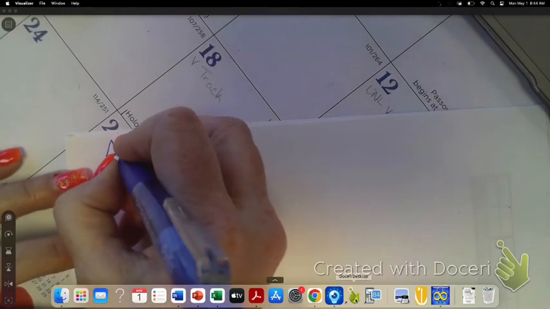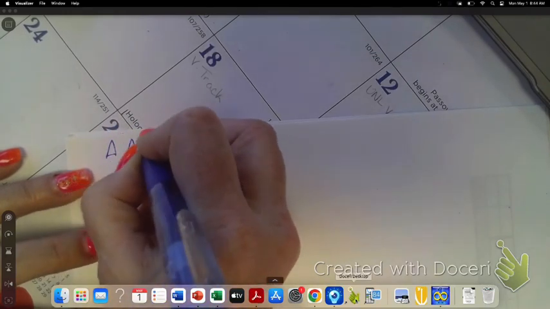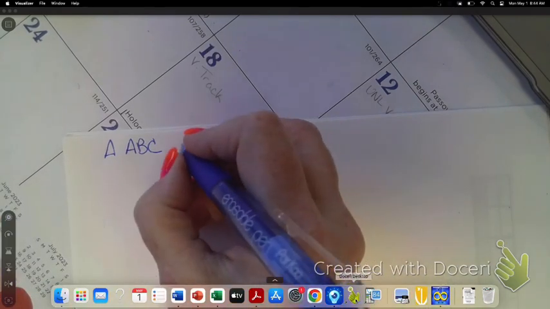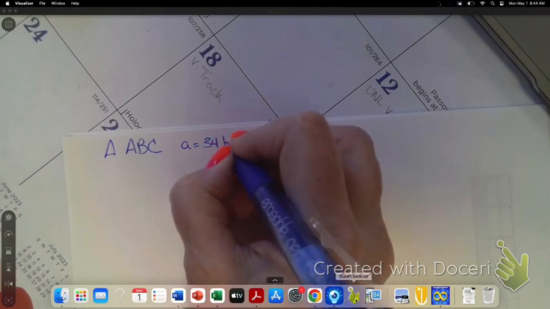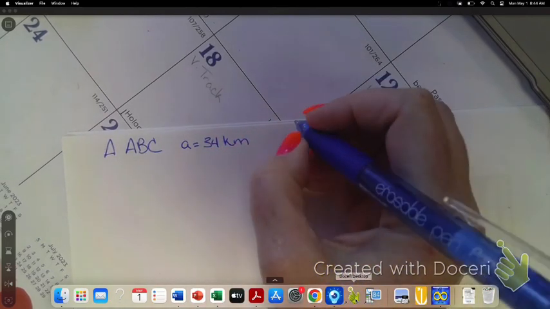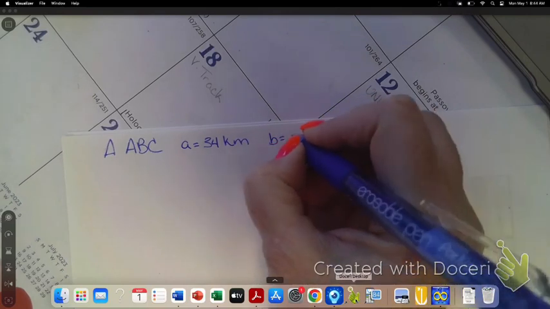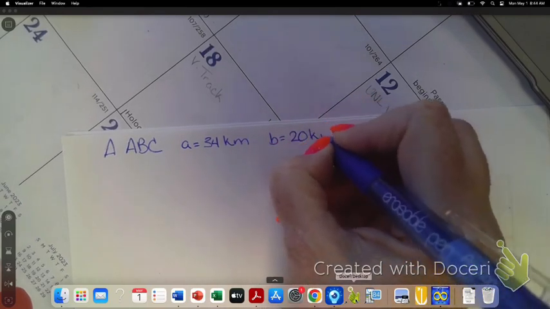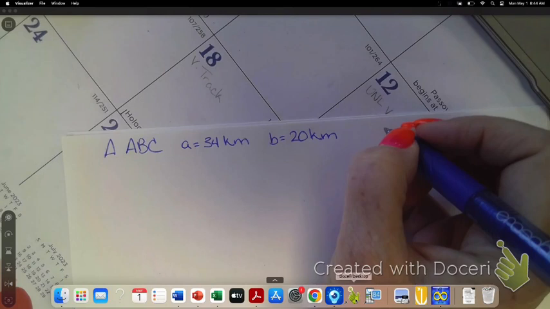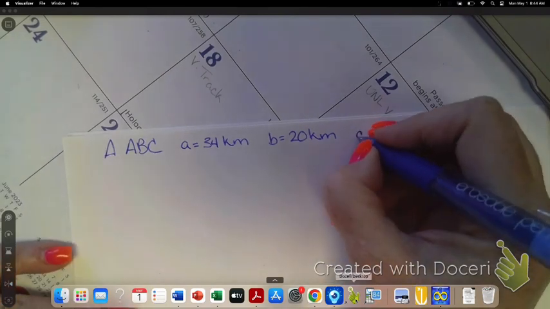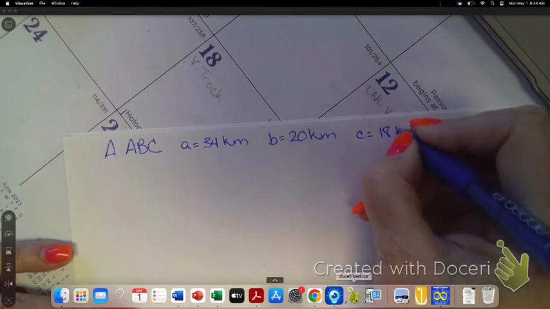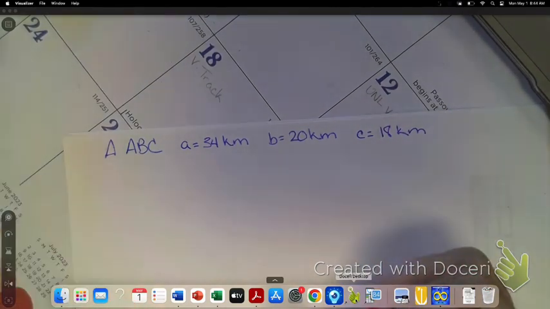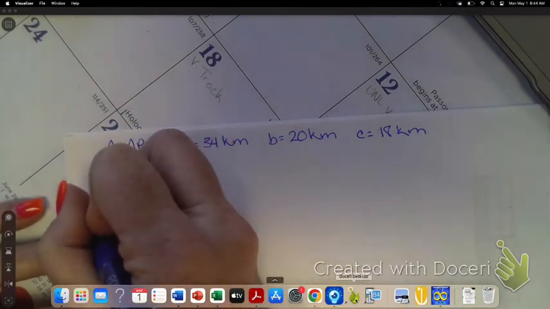Okay, triangle ABC again. Imagine that. They're so inventive. Side A equals 34 kilometers. Side B is 20 kilometers. And side C equals 18 kilometers. First thing we do is what? Draw a picture.